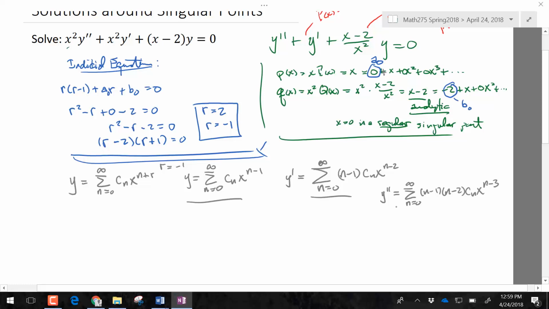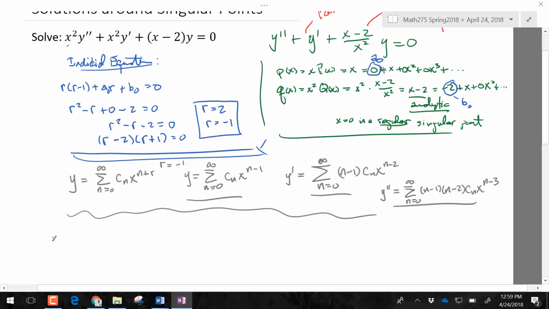So we have our first derivative, our second derivative, and our original function, and we're going to try to put it into the differential equation. So let's go ahead and do that. We have an x squared, we have a y double prime, and n goes from 0 to infinity of n minus 1, n minus 2, c sub n, x to the n minus 3.